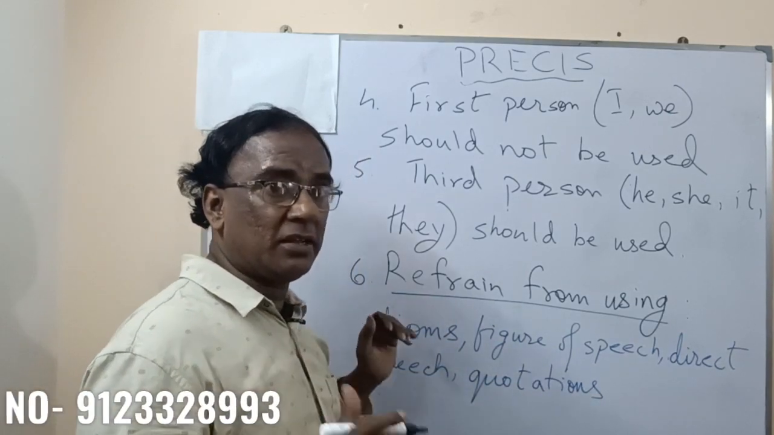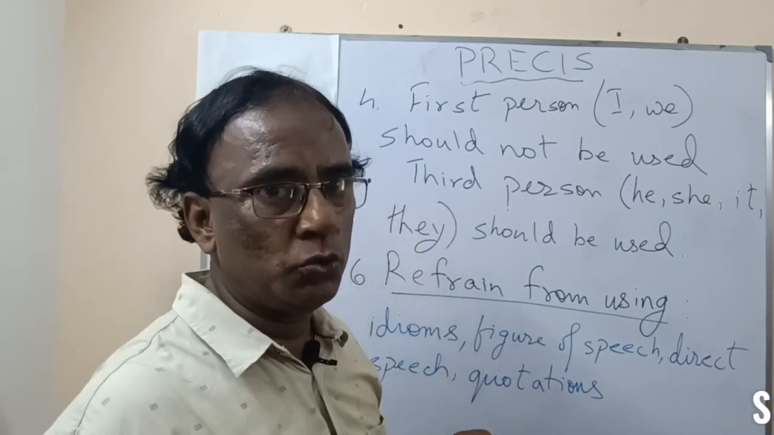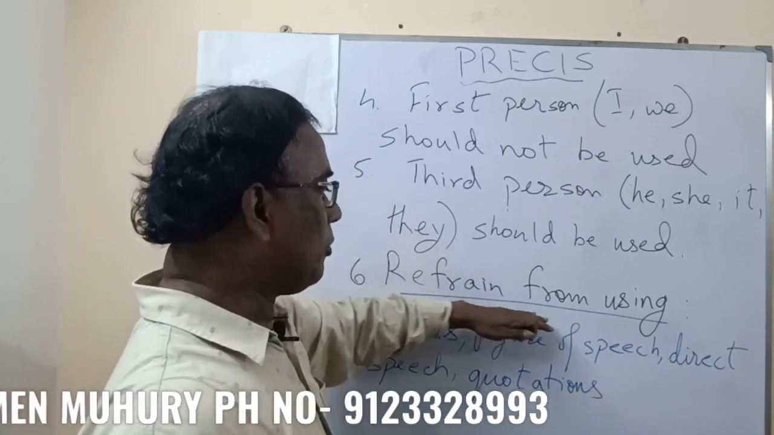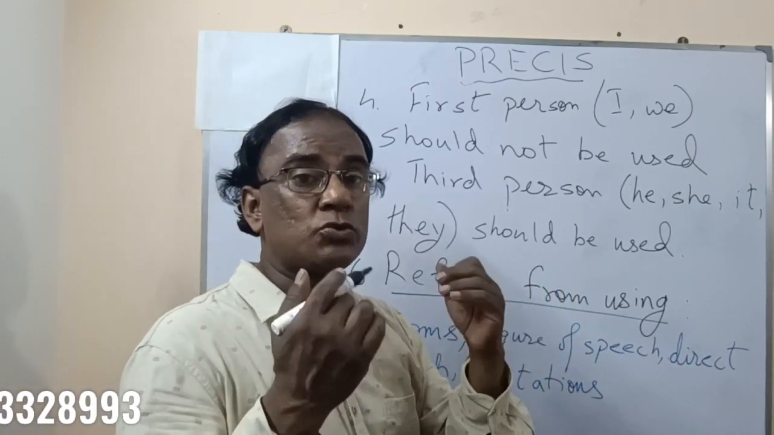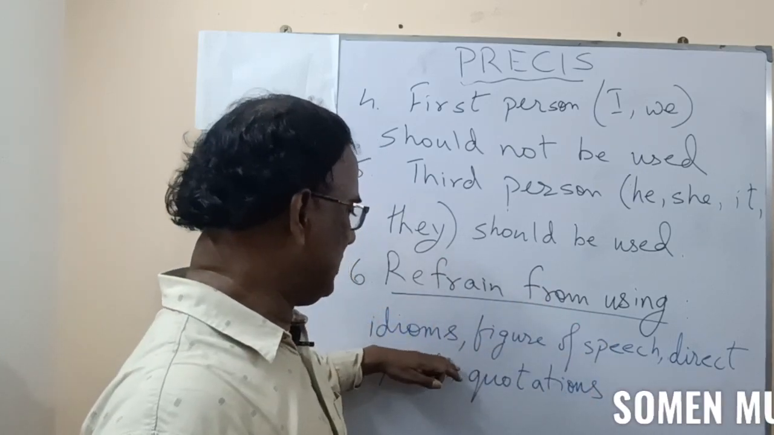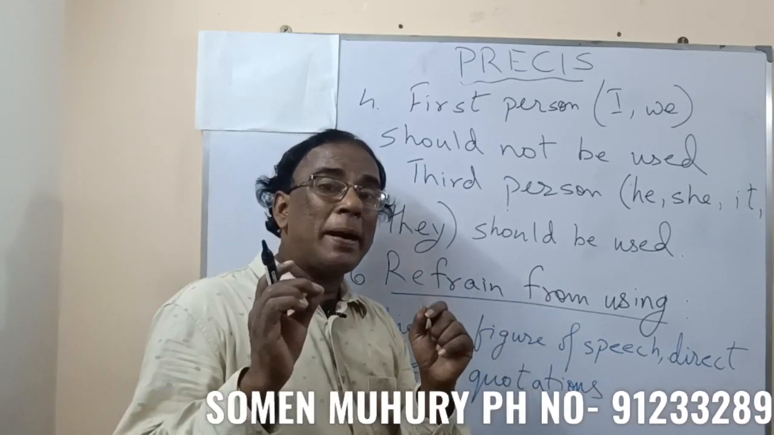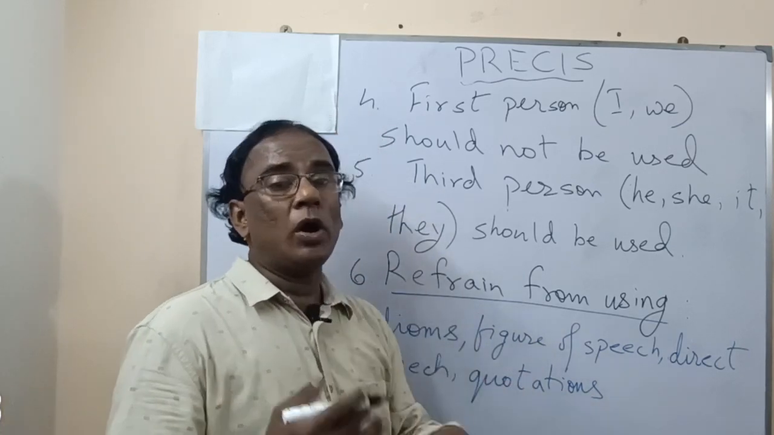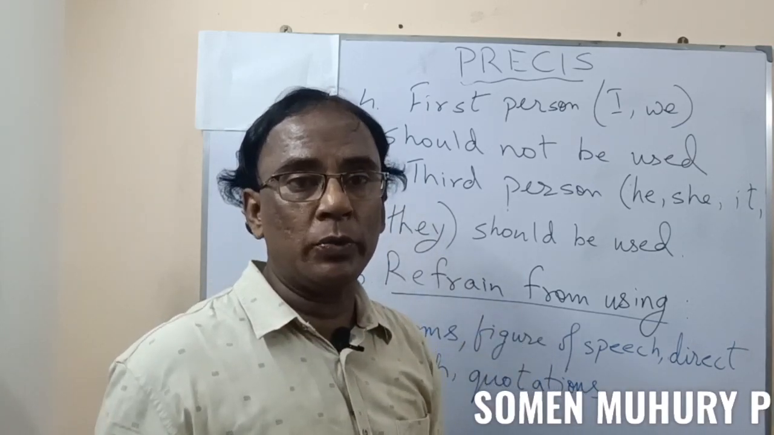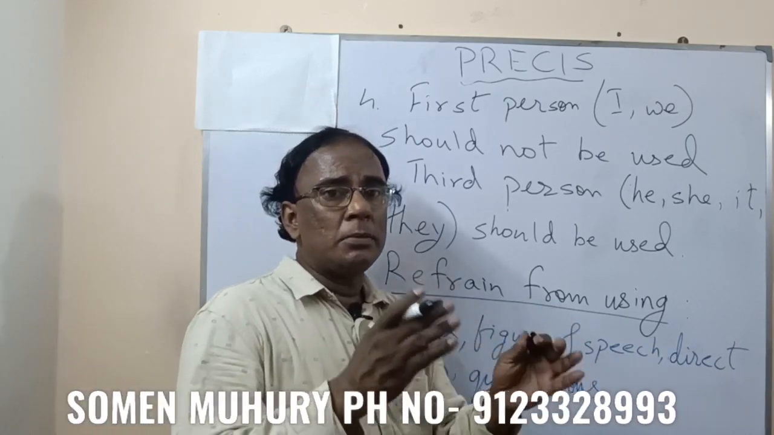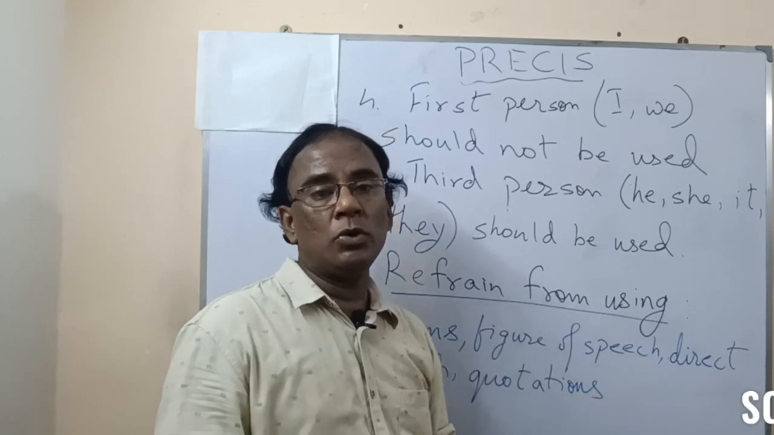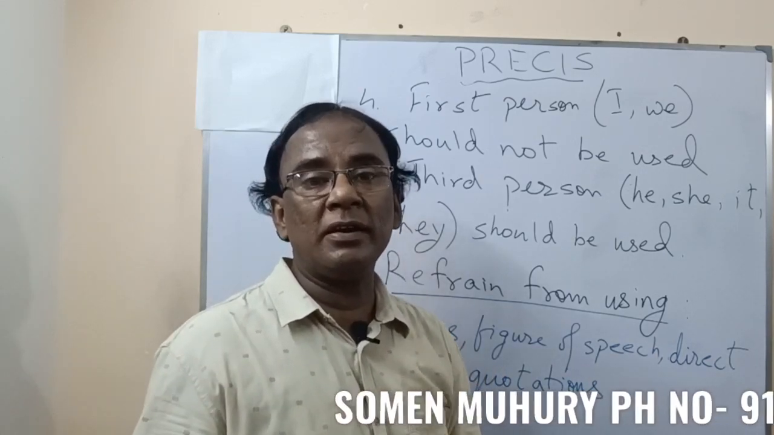Now, number 6, another very important rule which you have to follow when you write Precis. Refrain from using. You cannot use these things. What are the things? Number 1, idioms. If the passage contains a particular idiom, you have to remove it. You have to use it in simple language. Let's say Ram beat Sham black and blue. You have to remove black and blue. Ram beat Sham severely. Okay?